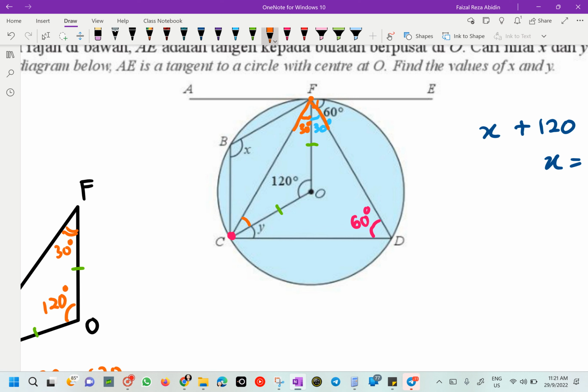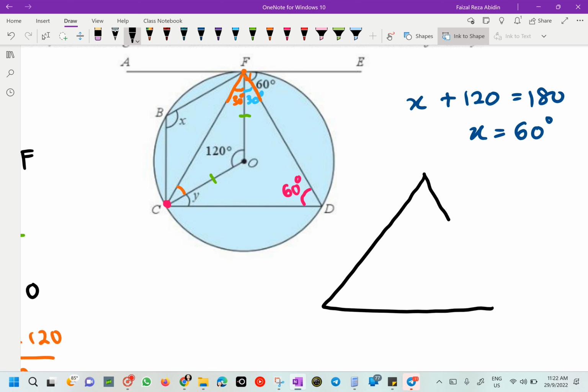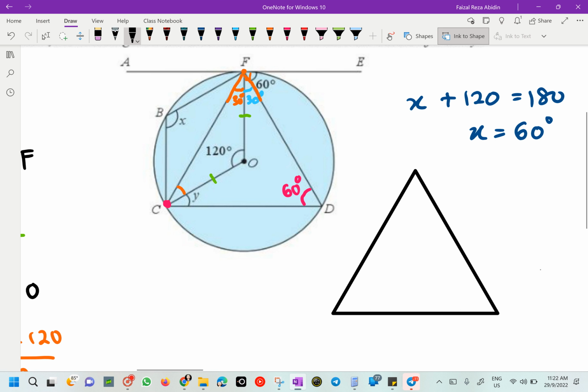60 minus 30, right? Faham tak ni? Faham. Okay. By using the triangle of FCD here, girls. Okay, this is F, C, D. This one already we have 60. This one already I have 60. Means that we know this one will be 60 also.